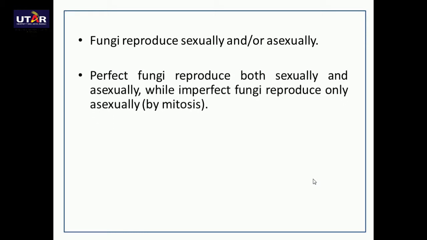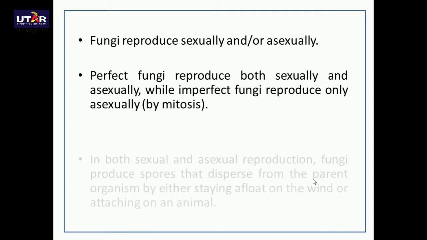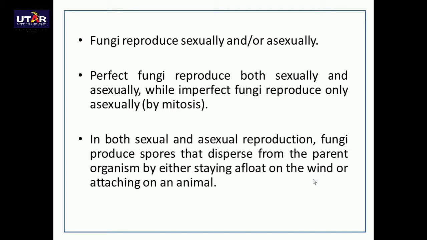Fungi reproduce sexually and/or asexually. Perfect fungi reproduce both sexually and asexually, while imperfect fungi reproduce only asexually, that is, by mitosis. In both sexual and asexual reproduction, fungi produce spores that disperse from the parent organism by either staying afloat on the wind or attaching on an animal.